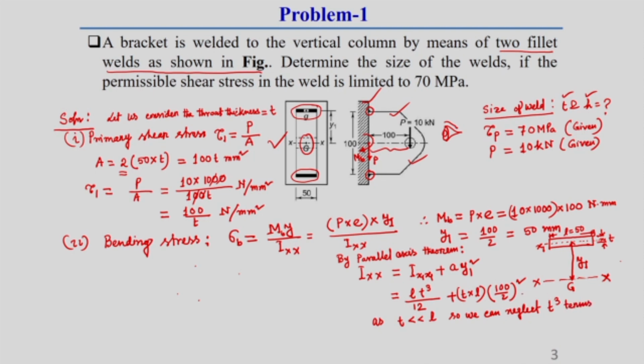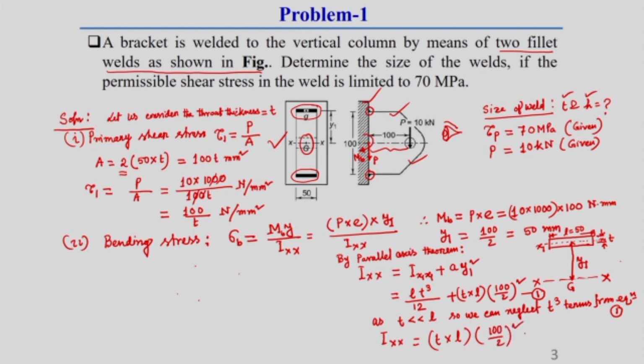Terms, here let this be equation number 1. If we just neglect the T-Q term of this equation number 1, what do we get? We can get Ixx equal to T into L into 100 by 2 square, correct.